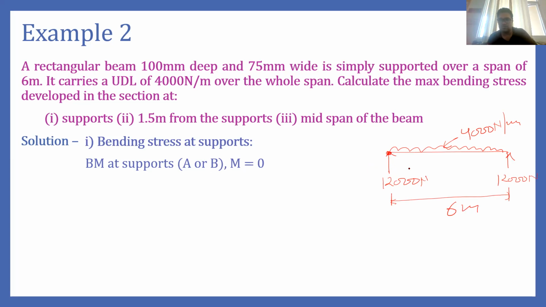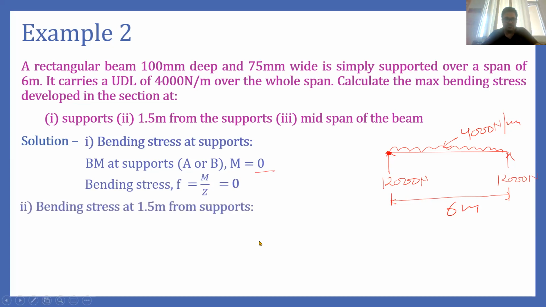We already know that bending moment will be 0 at support. Why? Because at this point, when we calculate the bending moment, only one force is there, which is the reaction, and reaction has no distance from this point, therefore bending moment will be 0. Putting the value of M in the formula, which is f equals M by Z, M is 0, so bending stress will also be 0. So that is our first solution.